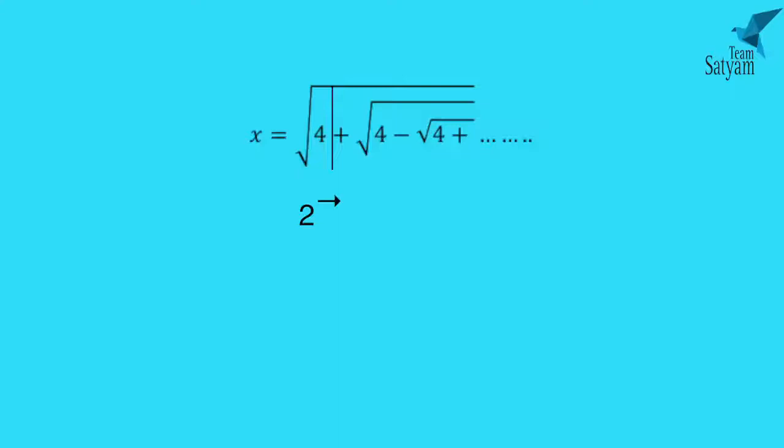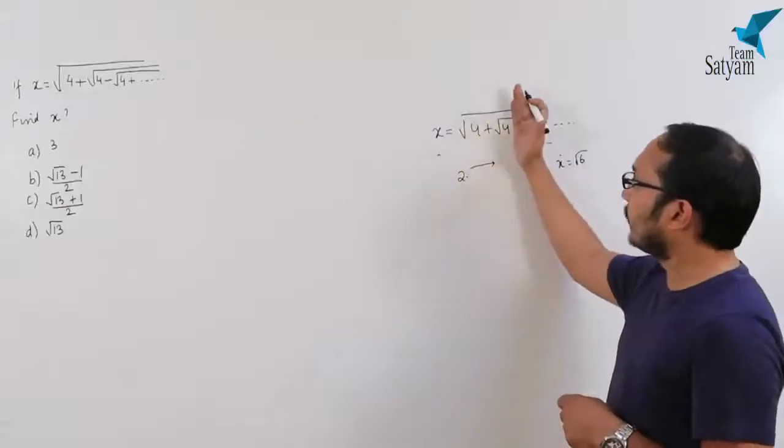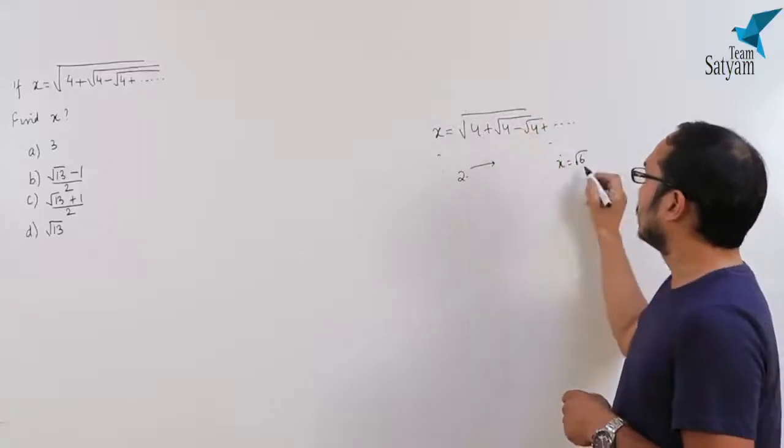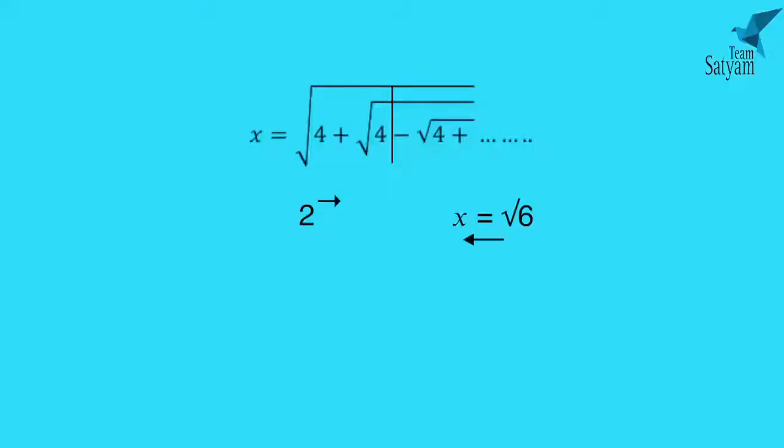So the other value, if I stop it out here, if you look at this, this is 4 and this is root of 4. Root of 4 happens to be 2. So I have 4 plus 2, which is root of 6. So x actually happens to be root 6. But ideally, if you look at this, then I have a minus sign. So the value of x should be smaller than root 6.